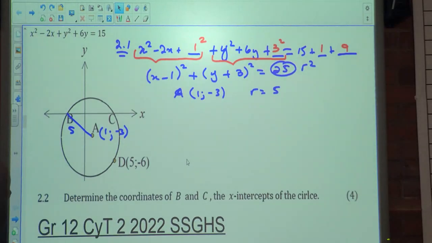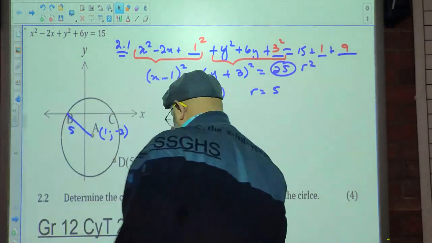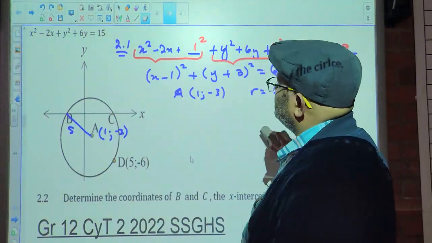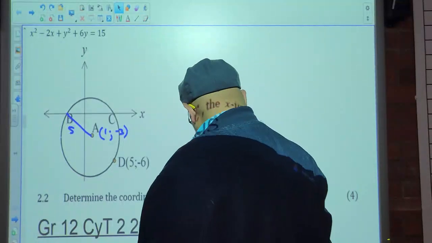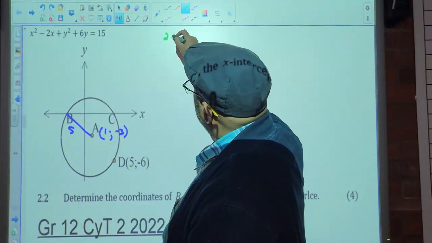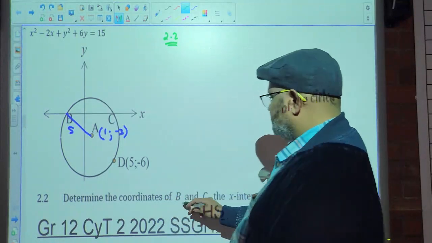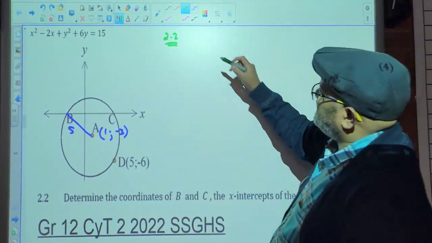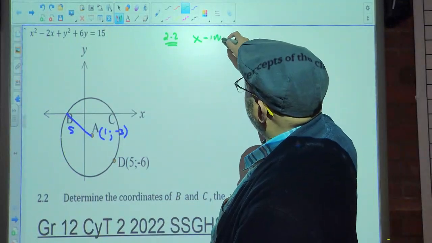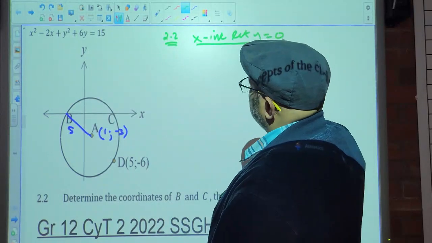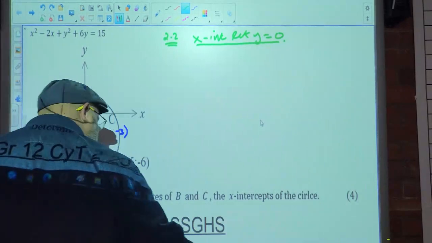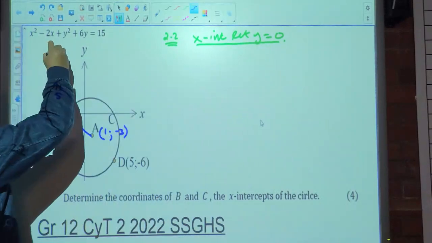2.2. So that information is on the circle. Okay, I'm going to take this off. Question 2.2. The question says determine the coordinates of B and C. The x-intercept. People, how do you calculate x-intercept? We let y equal to 0. Just give me that equation and let's just calculate it.